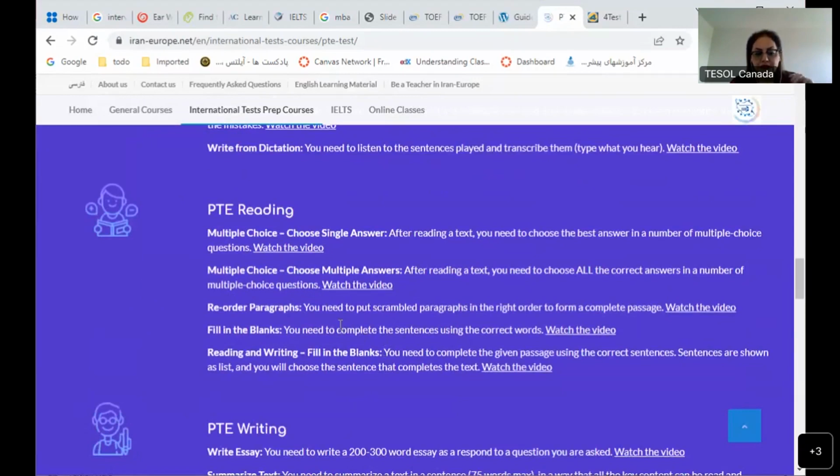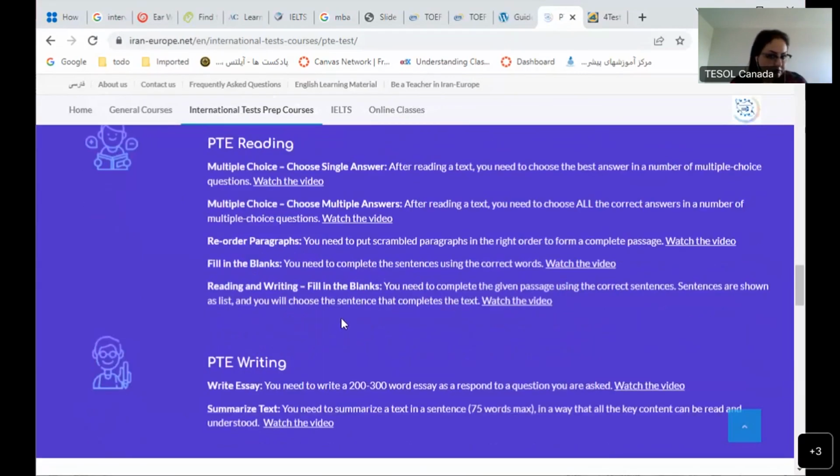PT reading, it's multiple choice. So choose single answer after reading a text, but also multiple choice, choose multiple answer after reading a text. So it's more than one answer. Reorder paragraphs, so they have to put the paragraphs in order, fill in the blanks, and reading and writing, fill in the blanks.